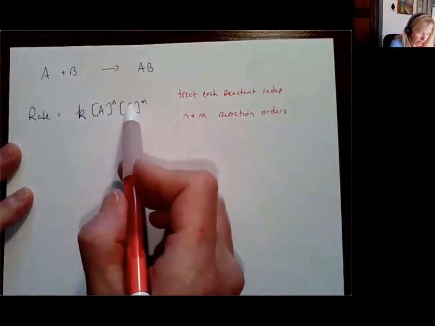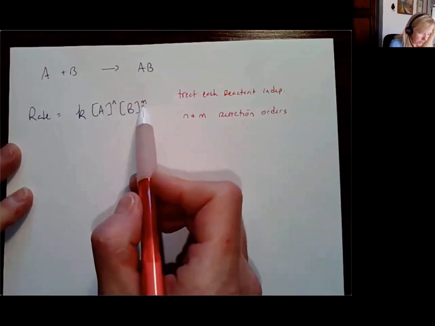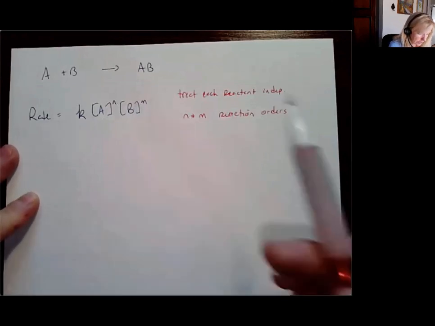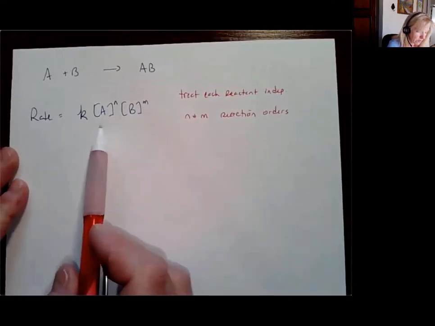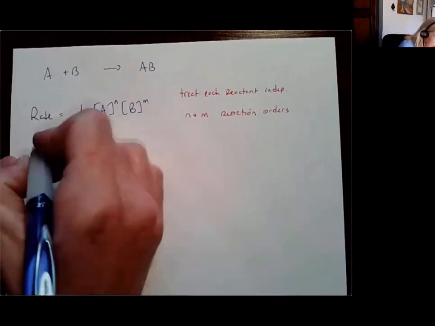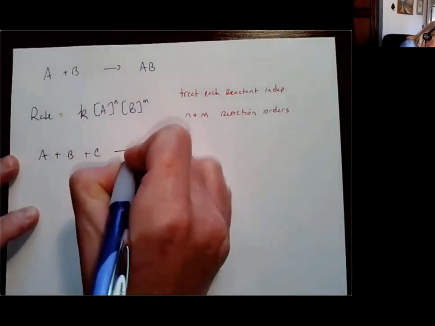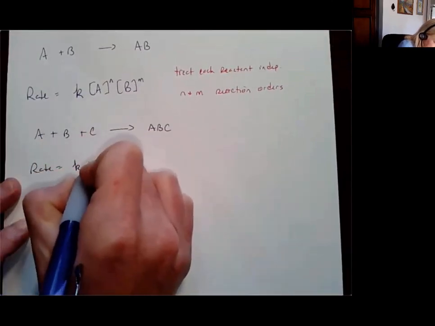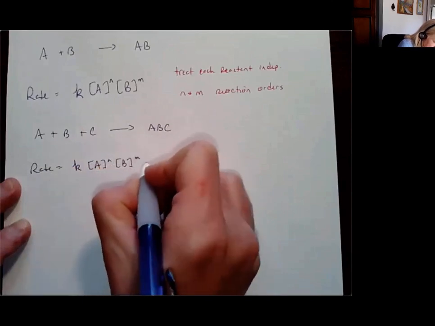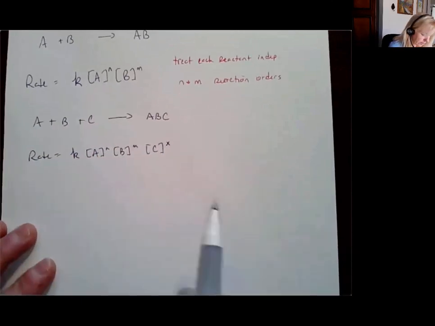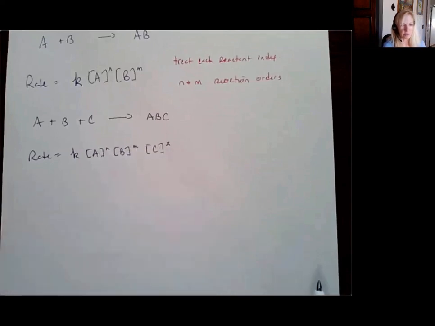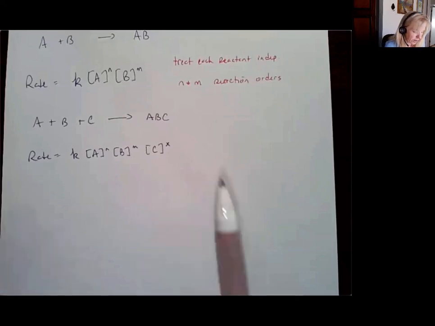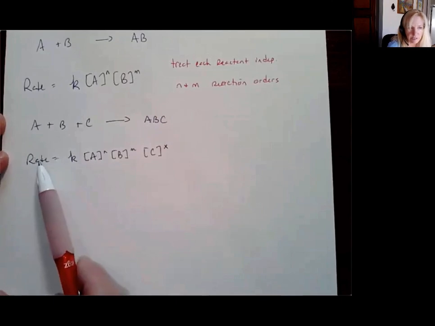So they could both be a 1, or this could be a 0 and this could be a 2, or this could be a 1 and this could be a 2. So these are going to depend upon the chemical reaction itself. So this would be my overall rate law for a reaction where I have 2 reactants. Let's say I have A plus B plus C goes to ABC. Now my overall rate law would look like this: k, A to the n, B to the m, and C maybe to the x. So now I'm going to have 3 different reaction orders. Or they could be the same, but they're going to be independent to the reactant itself. And so I'm not going to put the products in these rate laws, only the reactants.